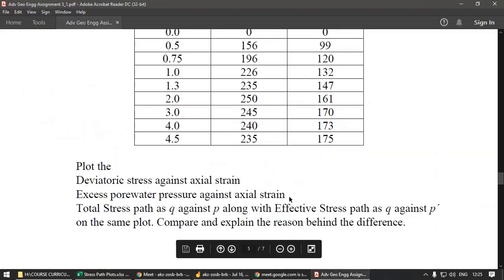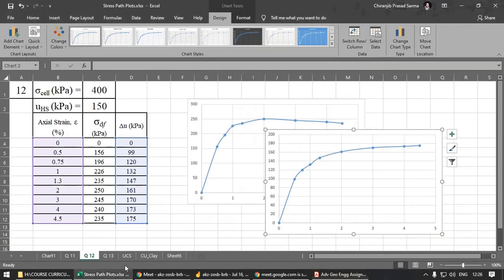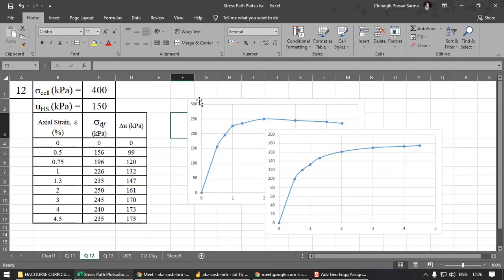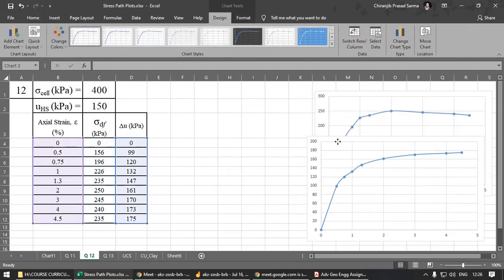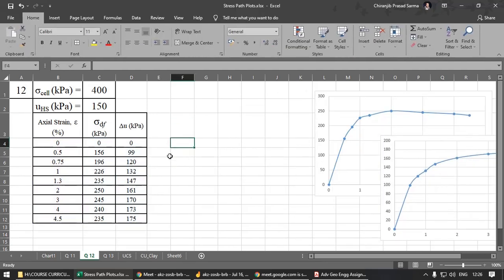Then what is the next thing? Plot the total stress path as P against Q, with the effective stress path as P against P dash, on the same plot. Compare and explain the reason. So the reason you have to explain. So P and Q, how to find that out? Before finding P and Q, we have to find out sigma 1 and sigma 3. So what is sigma 1?